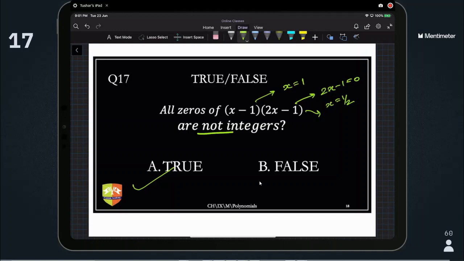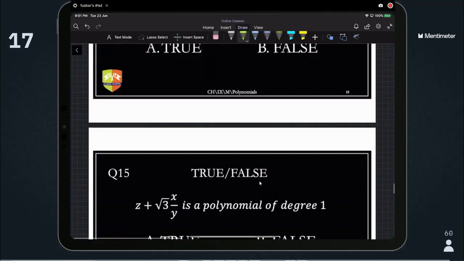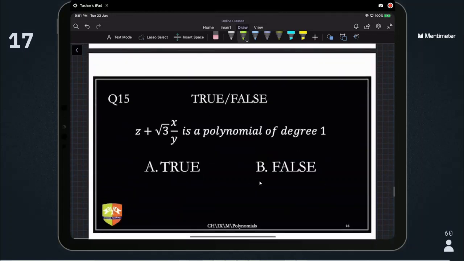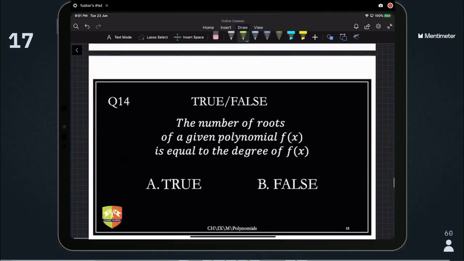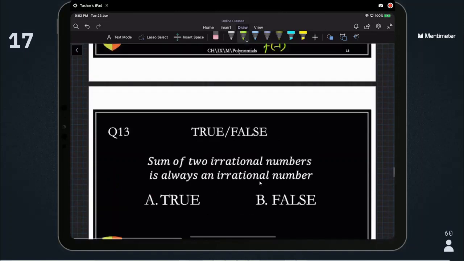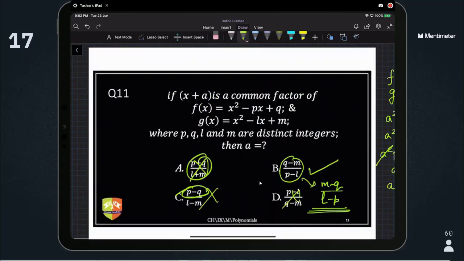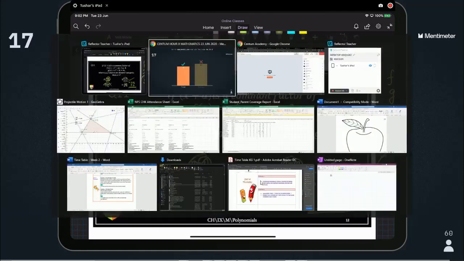And what else did we learn? Again, in this question, this is y to the power minus 1. This is not a polynomial, right? Then this is a fact we already know: the sum of two irrational numbers may be 0. Then when x to the power 50 plus 1 is divided by this, this is where the power was troubling you. So now you know how to solve such kinds of problems. Any problem in any of these questions?